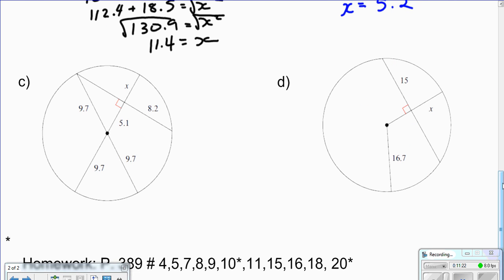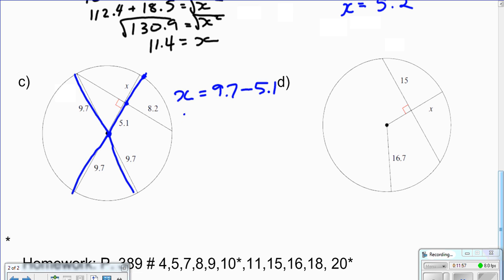Okay, looking at C. There's a lot of numbers going on here. Hopefully you notice that 9.7 is the radius. Okay, so we've got a radius line here, we've got a radius line here, we've got a radius line here, we've got a radius line here. On this radius line, they tell us the first part to the chord is 5.1, and then the x is the missing piece. So again, we're going to solve C, similar to B. So to find the missing piece, we're going to take the radius and take away the piece that we know up to the chord. And so x has a length of 4.6.